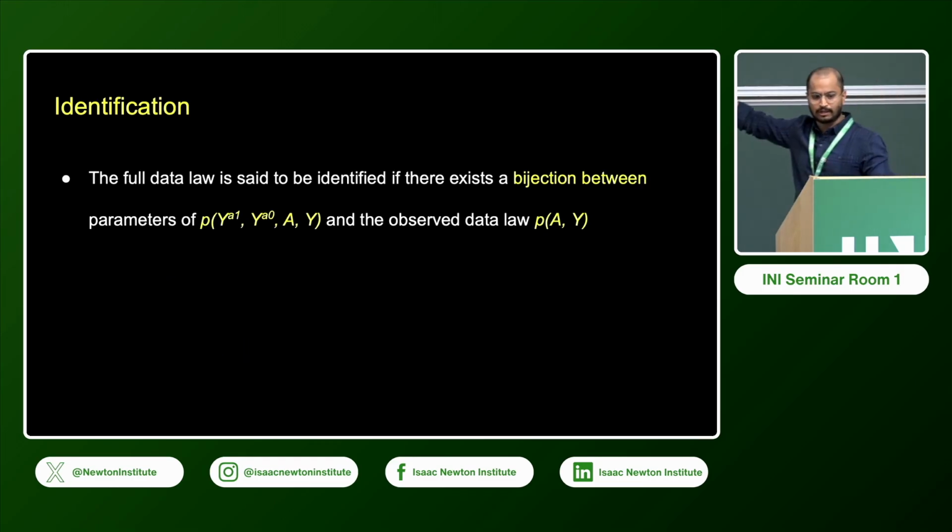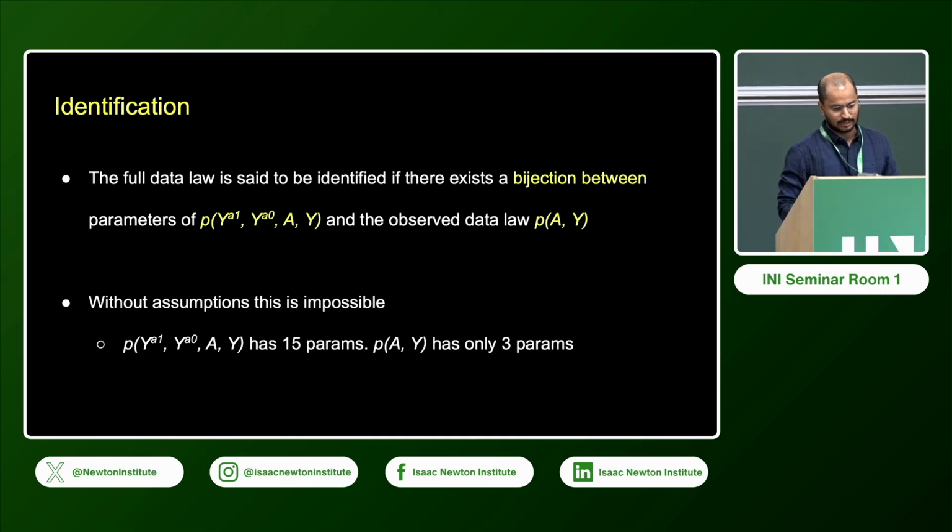So I'll say the full data law is identified if there's a bijection between parameters of my full data law and the observed data law. That's just a definitional concept of what identification means. If I get a bijection between these two, then I am identified.